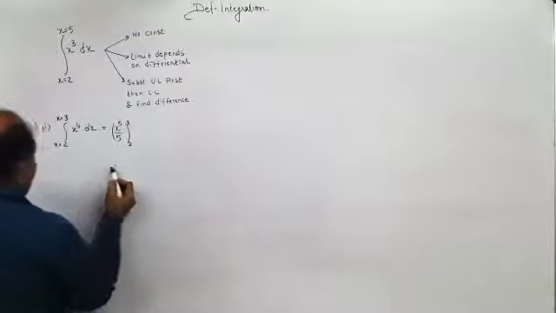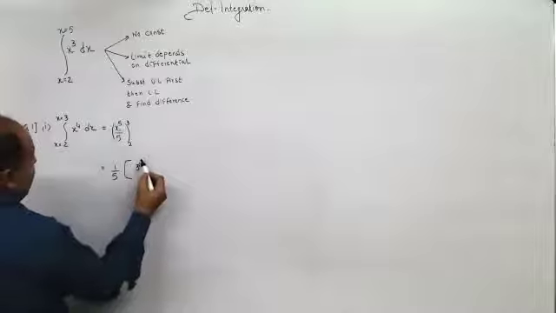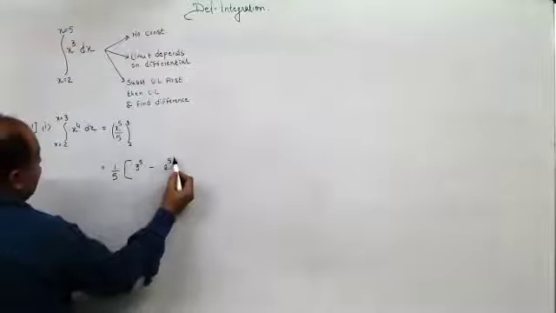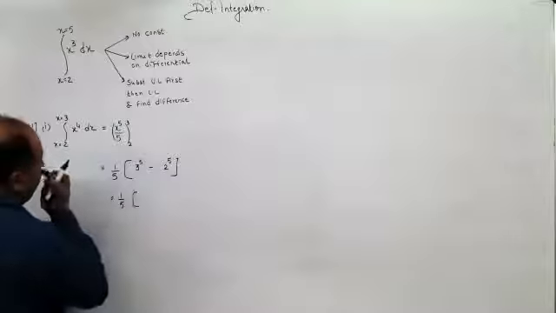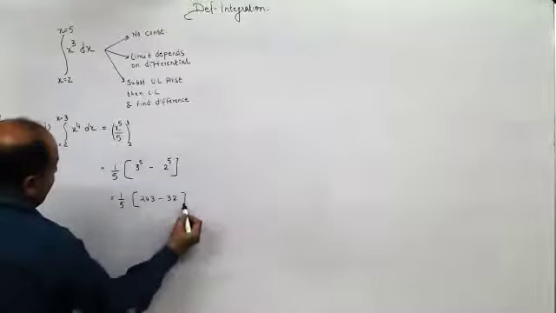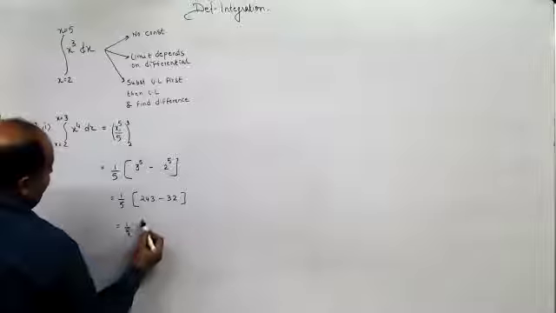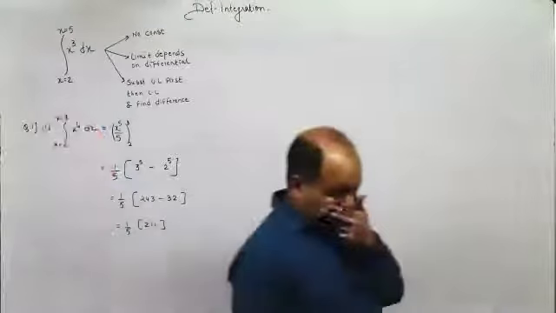I take 1 upon 5 out. First I'll substitute the upper limit, 3 raised to 5 minus 2 raised to 5. This is 1 upon 5 times 3 to the 5, which is 243, minus 32. So this would be 1 by 5 into 211. So this is the final value.